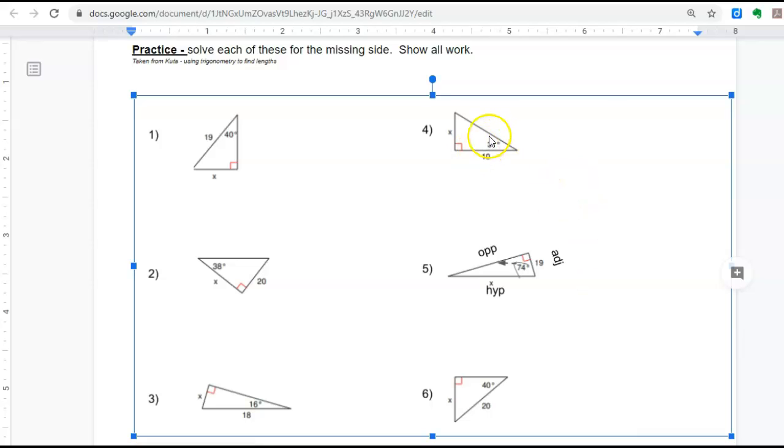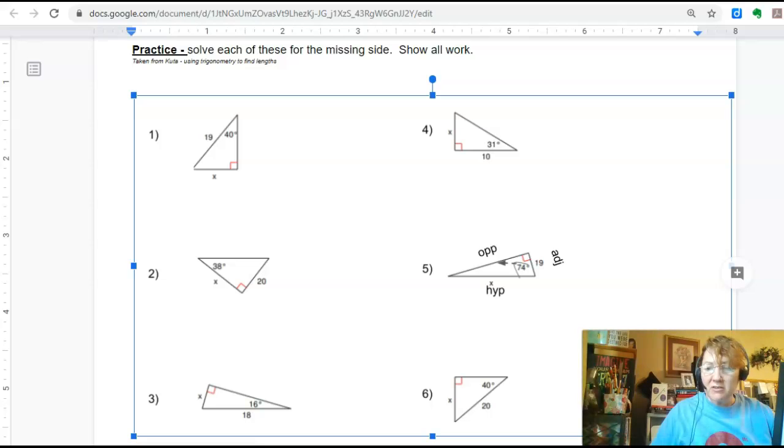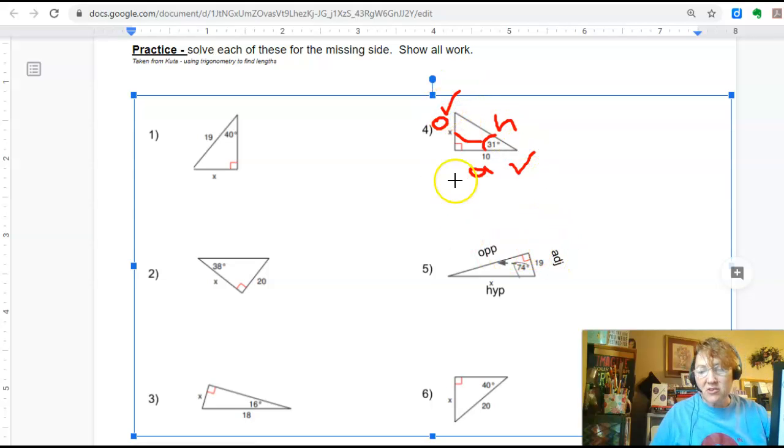So let's take a look at number 4. Let me do this again. I'm going to put my drawing tools on, and I've got my 31 here, and then I go up, and that's my opposite. That's my hypotenuse, and that's my adjacent. So I have adjacent and hypotenuse, so that's cosine. This one, I already labeled it for you because I thought that was kind of a hard picture to see. For this one, not so hard to see, opposite and hypotenuse, so that's another sine.